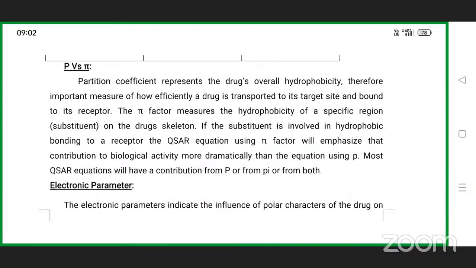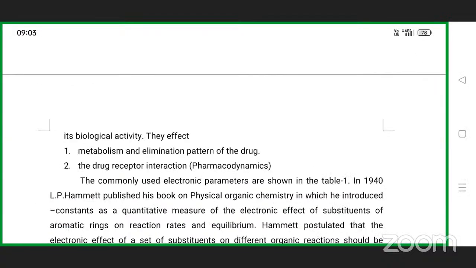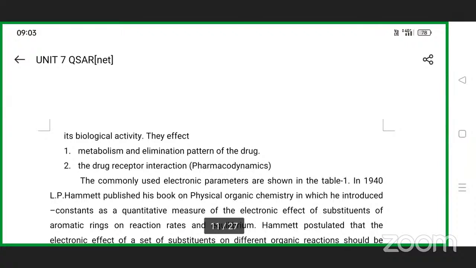Next, the electronic parameters. Here the electronic parameters, with introduction of electronegative groups, are able to influence the biological activity. The electronic parameters indicate the influence of the polar characters of your drug on the biological activity, the metabolism and elimination pattern of the drug, and the drug-receptor interaction, that is pharmacodynamics.